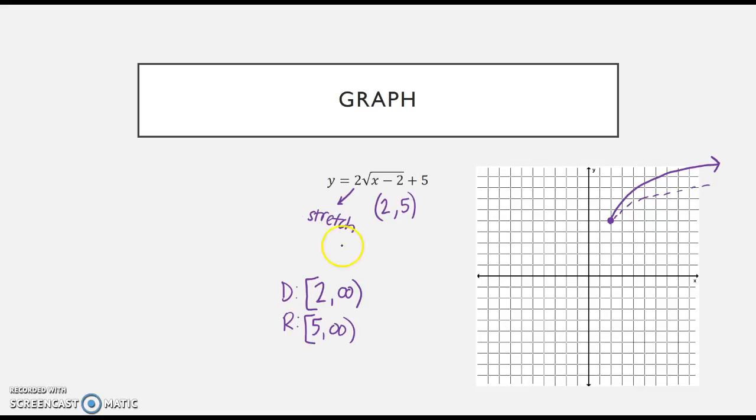So your domain is always going to have to do with h, whatever this h value is, and then your range is always going to have to do with k. It's just a matter of if it starts at that value or if it ends at that value. And that's all we have to do to graph square roots.